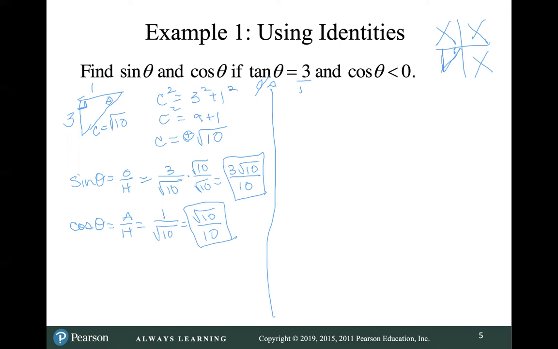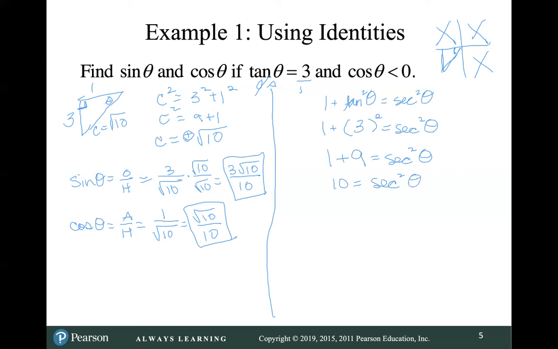If we look at the Pythagorean identities, we can use tangent to find secant. So I'm going to write the identity here. We have 1 plus tangent squared theta equals secant squared theta. But I have tangent, not tangent squared. So I have 1 plus whatever tangent is squared equals secant squared theta. Tangent is 3, so I can substitute that in. So 1 plus 9 equals secant squared theta. 10 equals secant squared theta.